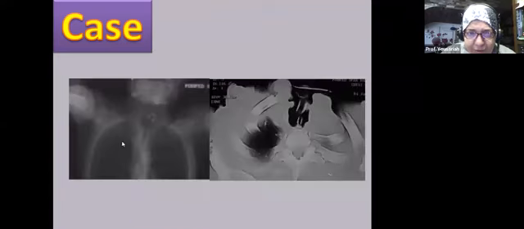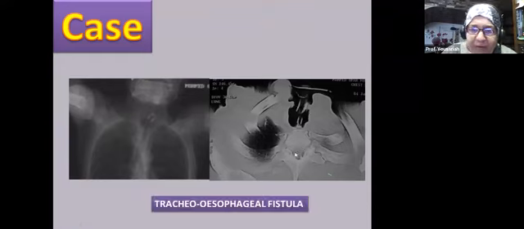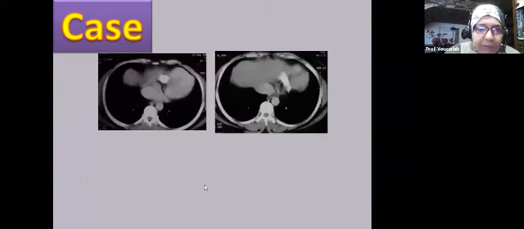Next, we have this strange appearance in the PA study, but we're looking at the CT axial image. We can see there is tracheoesophageal fistula and a tracheostomy tube. This was a case of cancer larynx, and he was operated upon with total laryngectomy, and we find this appearance post-operative.